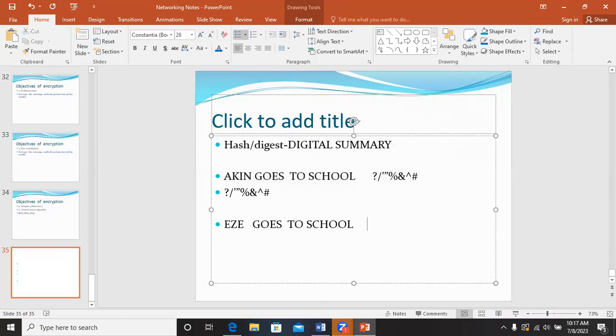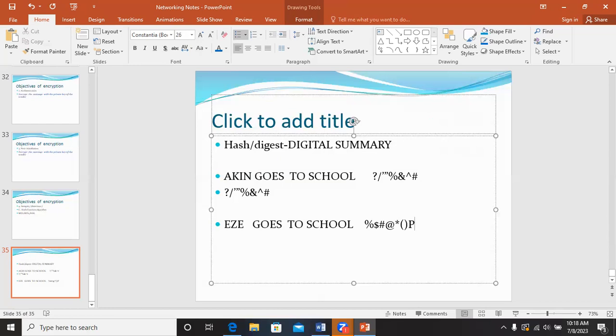Now, when you get this Easy Goes to School, you will now run, of course, you got this digest. Now, you will convert this again to a digital summary. When you run the hash algorithm on Easy Goes to School, you will not get this. Maybe you get something like this: number 1, number 2, number 3, number 4, number 5, number 6, number 7, number 8. You may get something like this.